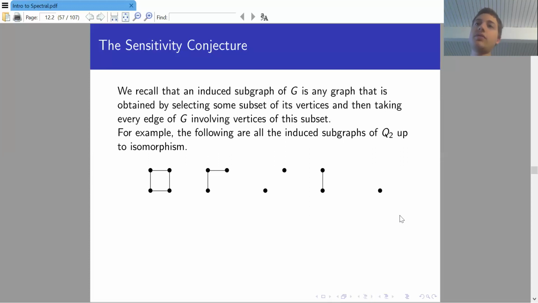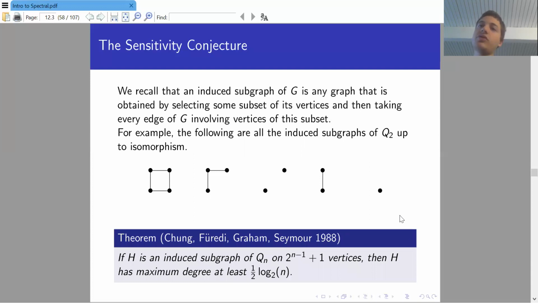The jumping off point for us is this result by Chung, Füredi, Graham, and Seymour, which says if you take an induced subgraph of Qn on this many vertices, which is just half the vertices plus 1, then this induced subgraph has maximum degree at least roughly log of n. We can see this here. If we plug in n equals 2, this says that any induced subgraph on 3 vertices, which up to isomorphism is just this guy, will have maximum degree at least 1/2. Or because things are discrete, at least 1. And indeed, here we have maximum degree 2, which is certainly at least 1.